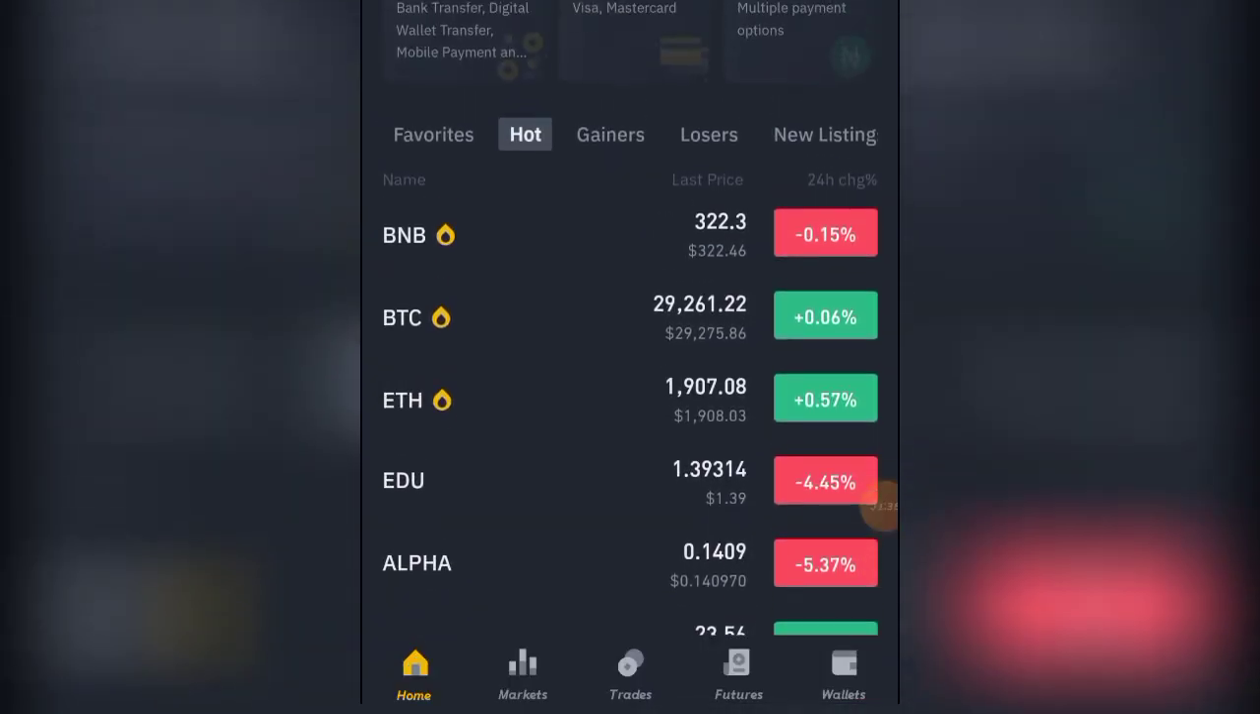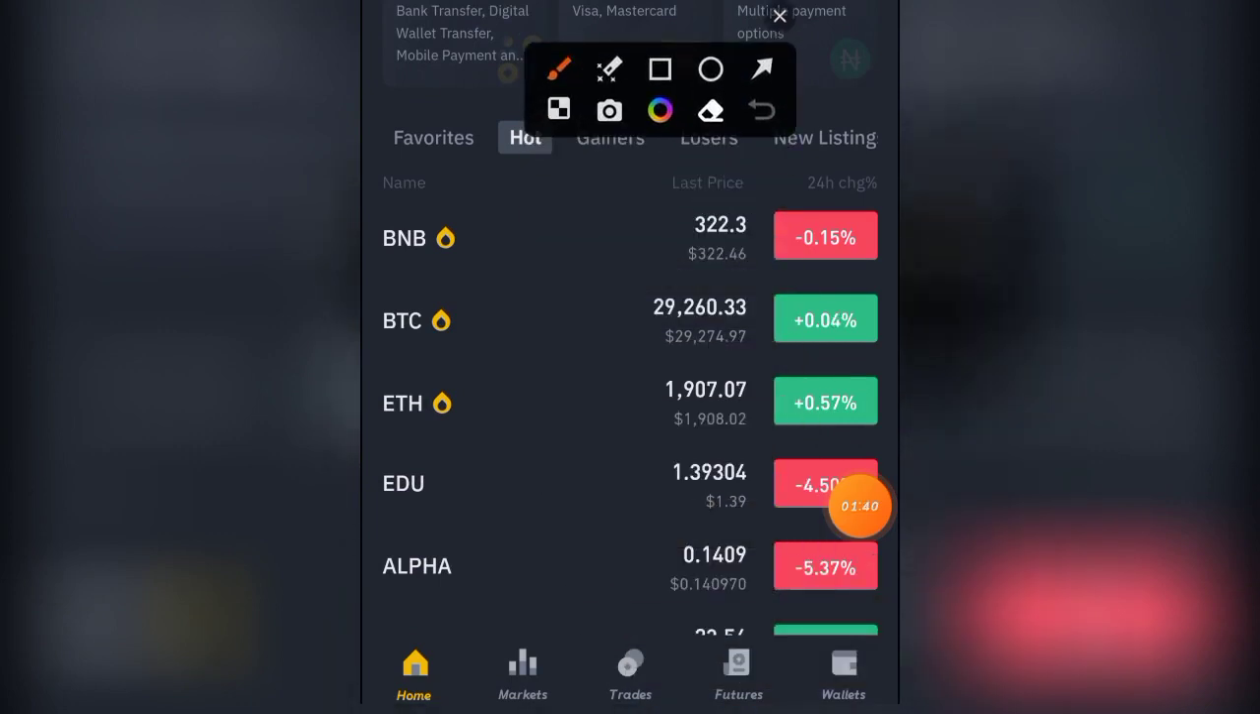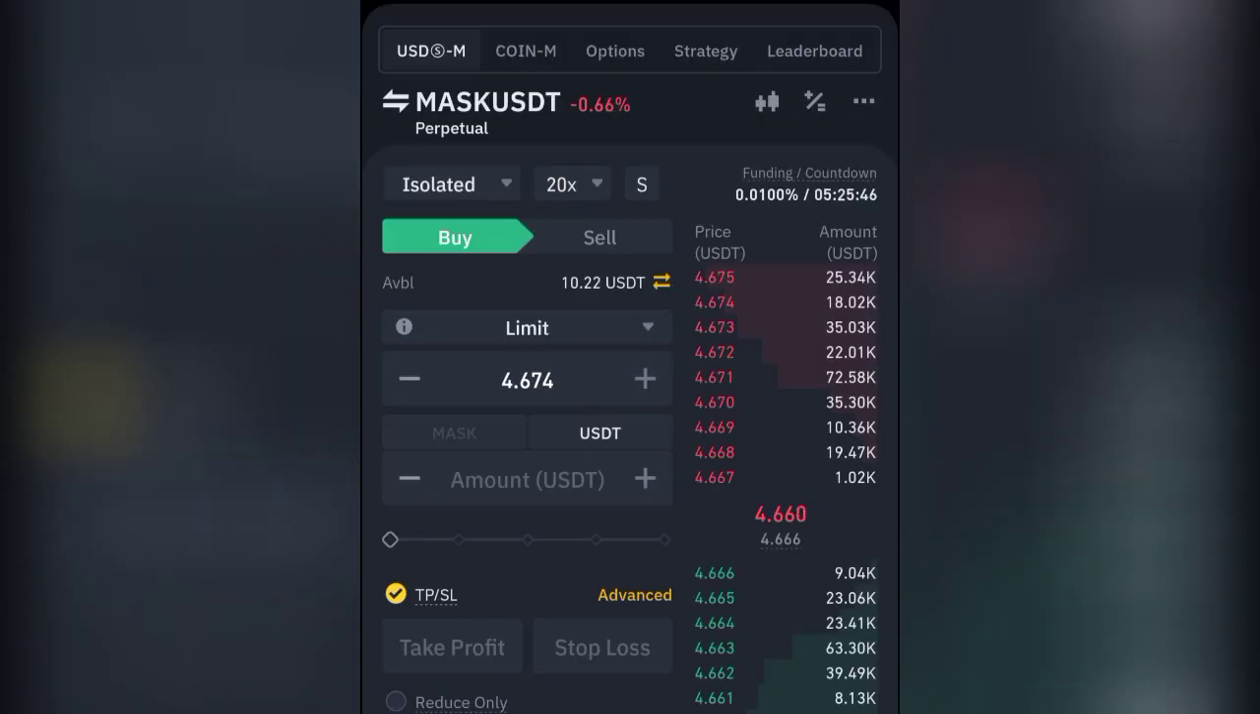So once you're in your Binance app, the next thing you need to do is to come down to this place where we have features. Here you can see this down place where we have features. So all you just need to do, come to these features and then click on it. Once you click on it, it's actually going to take you to the futures trading interface.